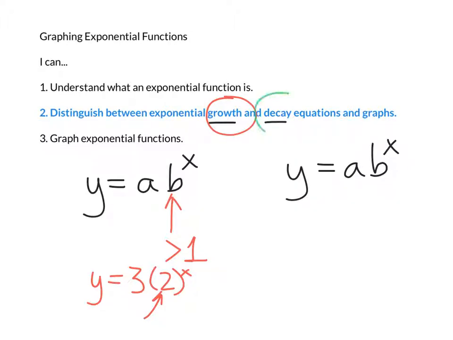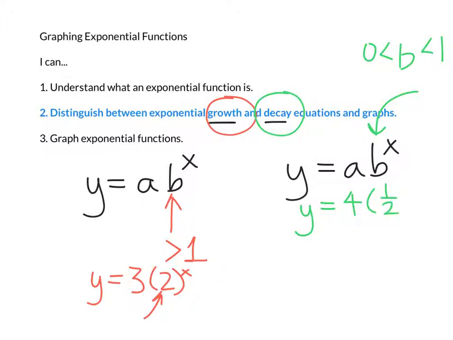Exponential decay, however, this ratio, instead of growing, is going to shrink your number. So what happens here is that my number has to be positive, but it's somewhere between 0 and 1. So a perfect example of this is, let's say I started by giving you $4 on the first day, but then each day after that, I gave you half as much. Notice I will actually be decreasing the amount of money I give you each day.